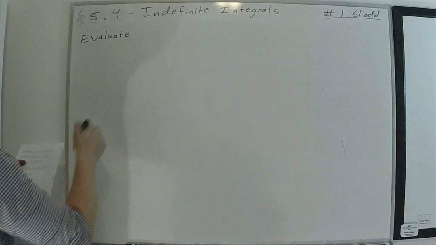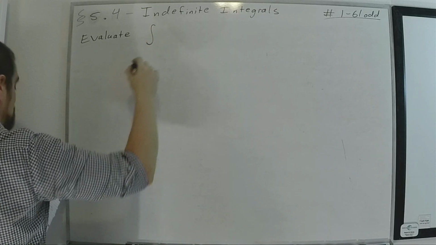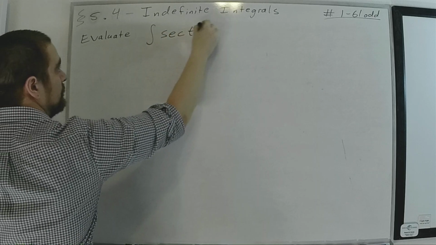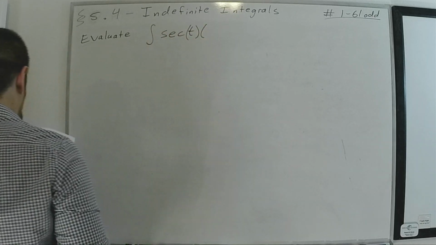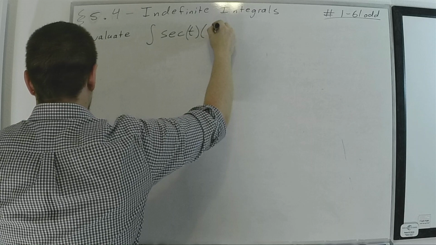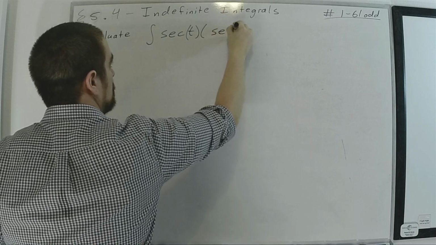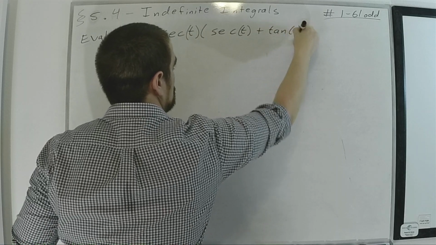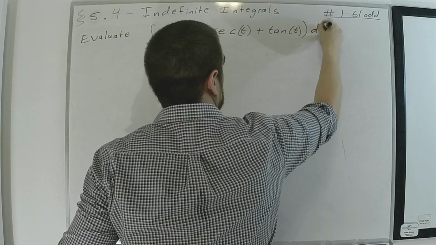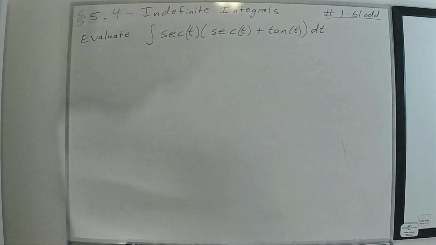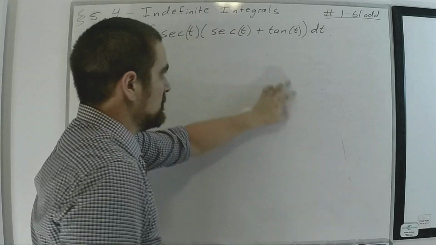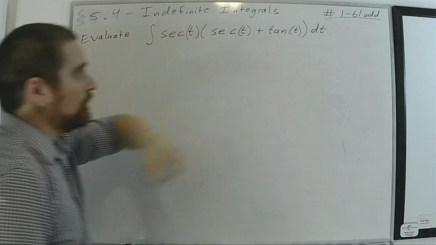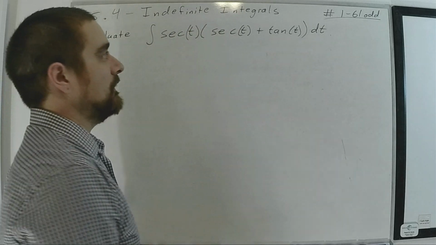So some of the ones that they give you are designed so that they can be integrated at this point. So let's say we want to evaluate the indefinite integral of secant of t times the quantity secant of t plus tangent of t. Lots of t's flying around. And we're integrating with respect to t. So what that tells us to do is not come up with a general antiderivative in terms of x, because they're telling us our variable is t, so we'll just stick with that variable t.